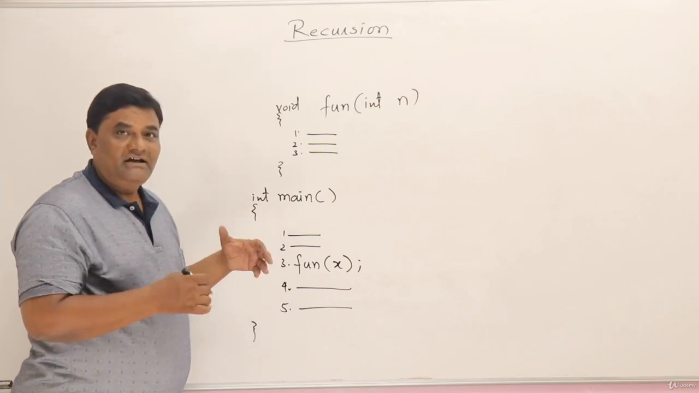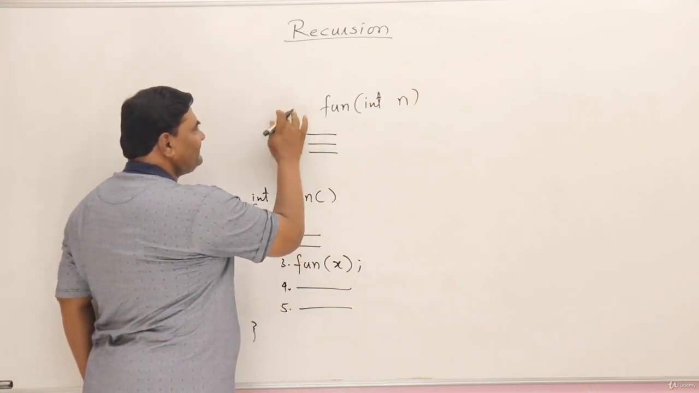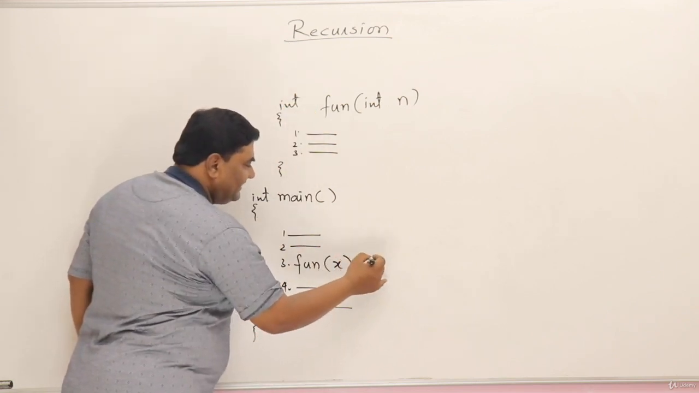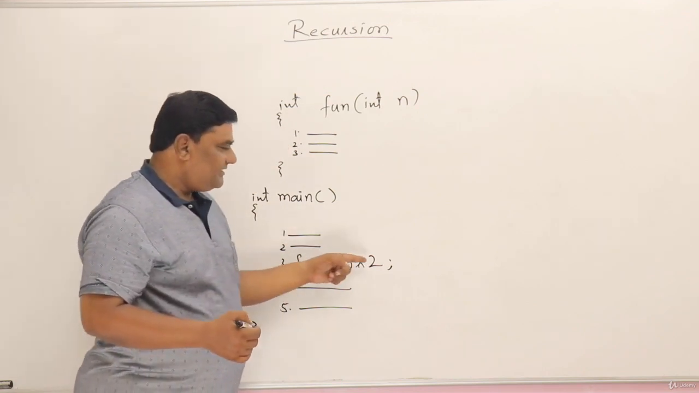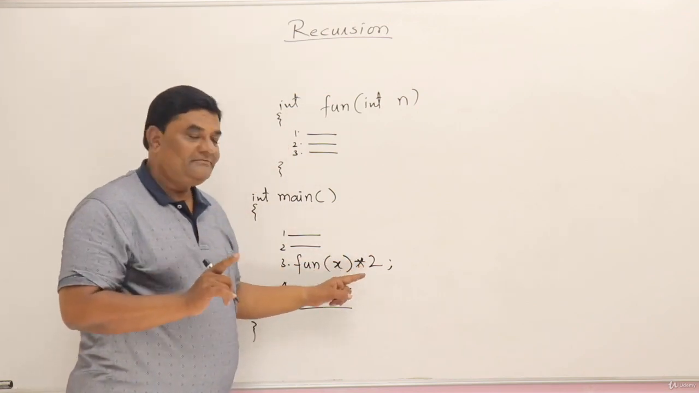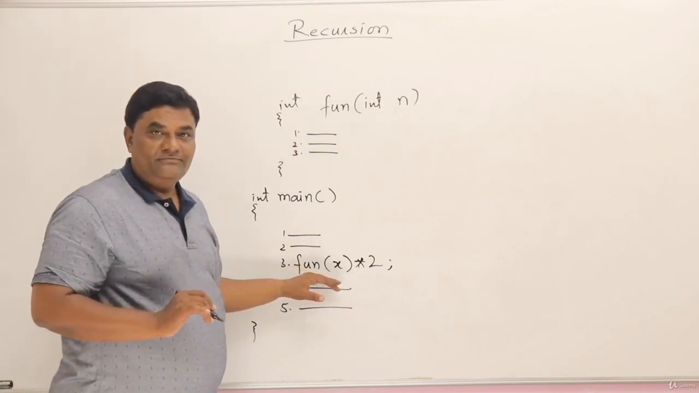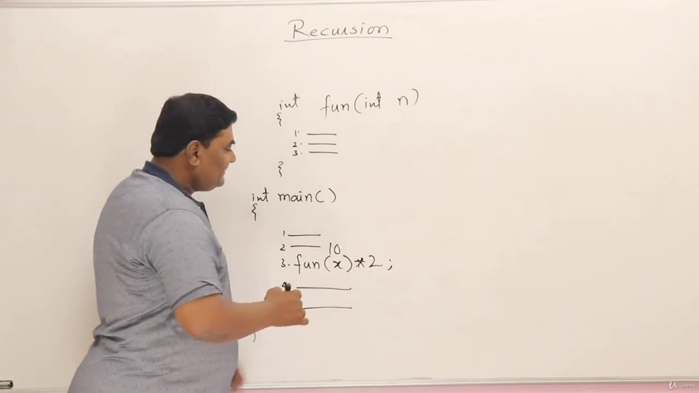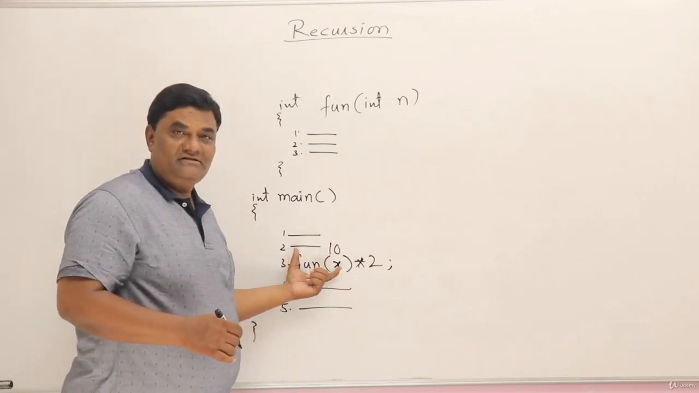What does it mean by any other operations? For example, this function is returning something, and here I have written multiplied by 2. So the value of that function has to be multiplied by 2. This multiplication will be done once the function has returned here with some value. Assume that the function has returned 10. So 10 into 2 can be done only if this function has returned the result.